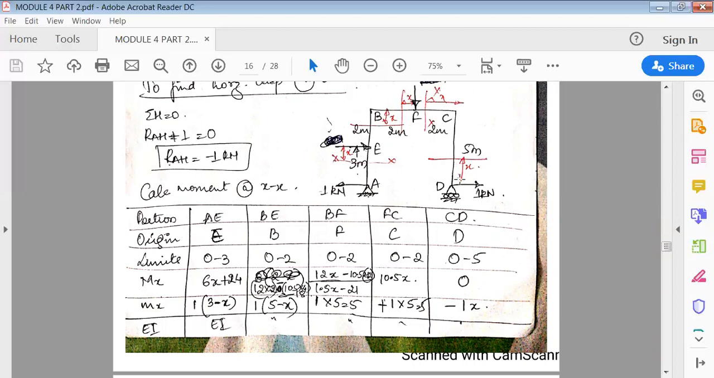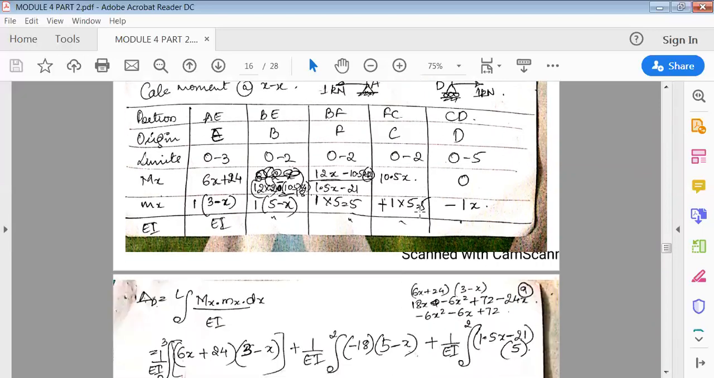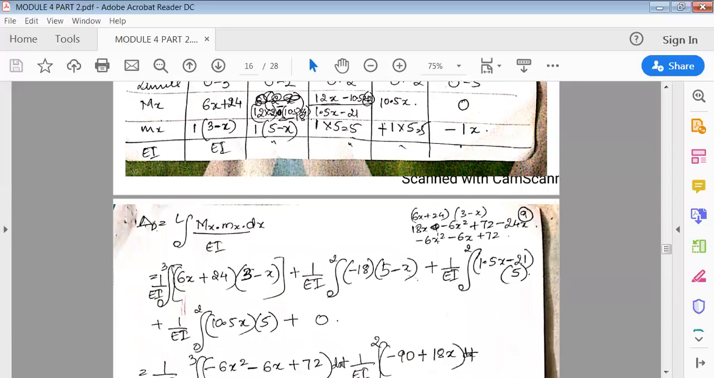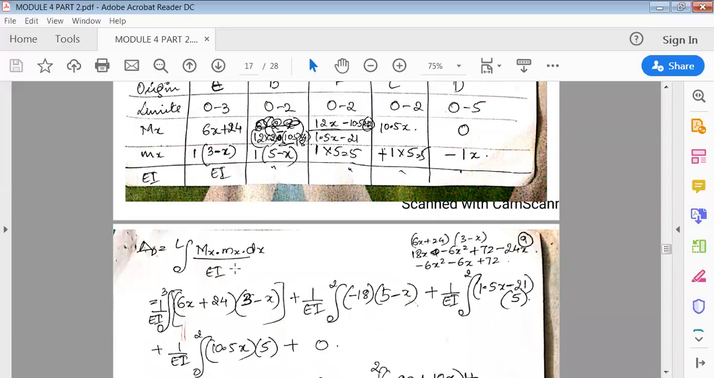It is 1 into perpendicular distance, 1 into 5. Next, similarly, in the FC portion, again 1 into 5. And in the last portion, it is going anti-clockwise, so it is 1 into x minus 1 into x. So EI is common throughout. Once you get this, just use the limits, 0 to L, capital MX into small mx divided by EI.